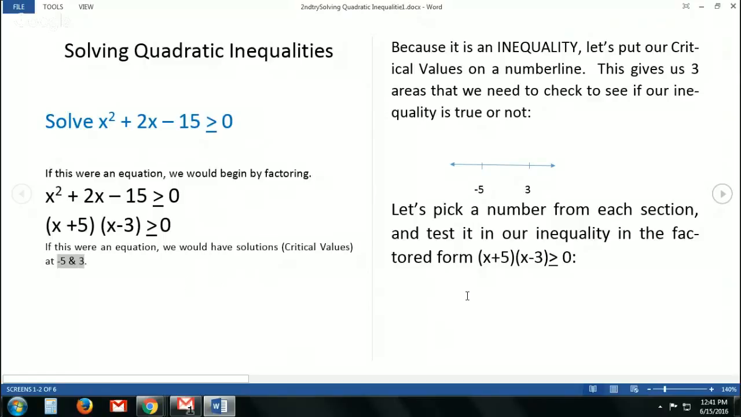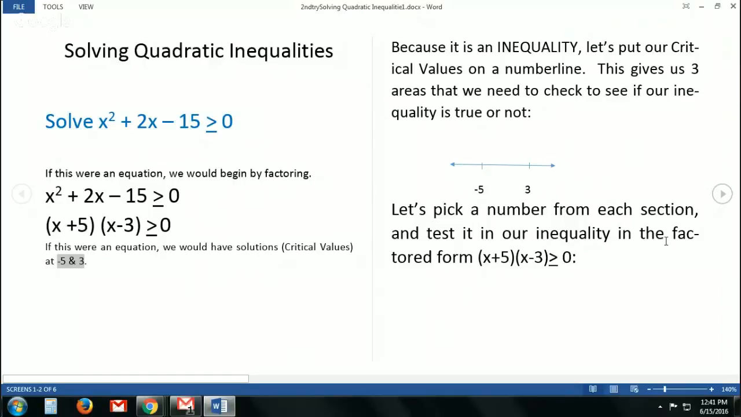Then the next thing that you'll see, since it's an inequality, let's take those critical values and put them on a number line. -5 is to the left since it's smaller, and 3 is on the right. Now, this gives me 3 different sections of this number line that I want to look at to see if my inequality is true or not. I've got the stuff that is to the left of -5. I've got the things that are in the middle between -5 and 3. And then I've got the stuff out here to the right that is more than 3.